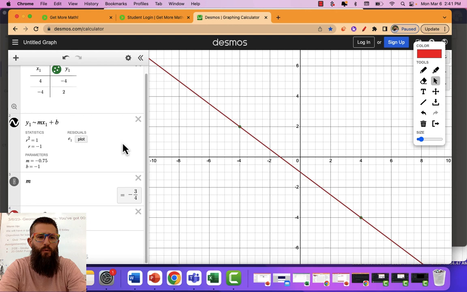So hopefully this was helpful. Make sure you have this syntax, y1 squiggly m times x1 plus b, in your notes as you're doing this work, because that is going to be the key to the kingdom and how you're going to be able to use Desmos to do linear regression models to help you find the slope and the y-intercept, which will ultimately help you build your equation.